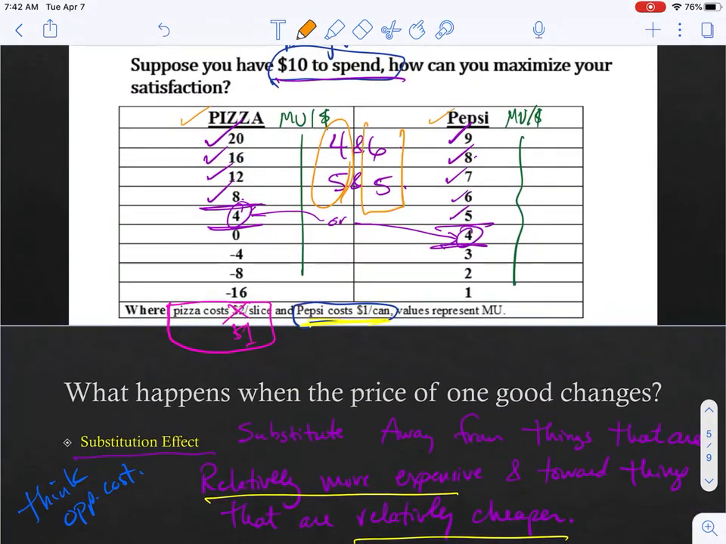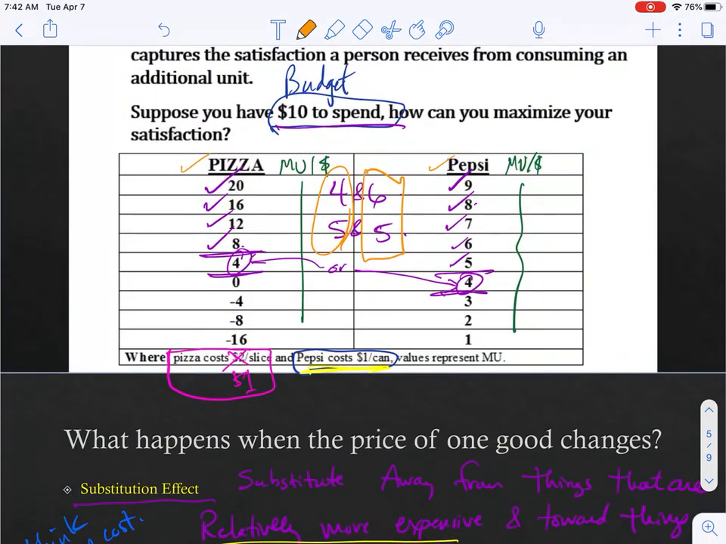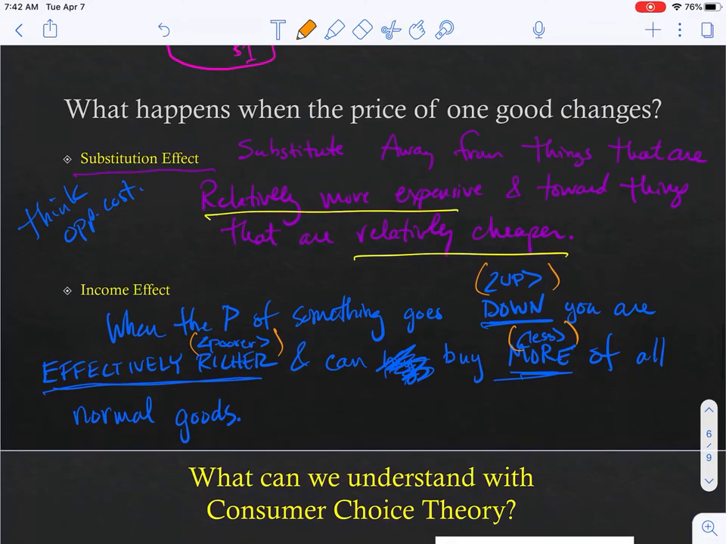Pepsi consumption went from 4 to either 5 or 6, which means which effect was greater? Because both effects were there. You have both the income effect and the substitution effect. But if you ultimately buy more Pepsi when the price of pizza went down and so the relative price of Pepsi went up, that means that the income effect was greater than the substitution effect in this case. Now, that's not always the case, right? But that's what you can infer from the numbers that we have. In our particular example, the income effect overpowered the substitution effect.